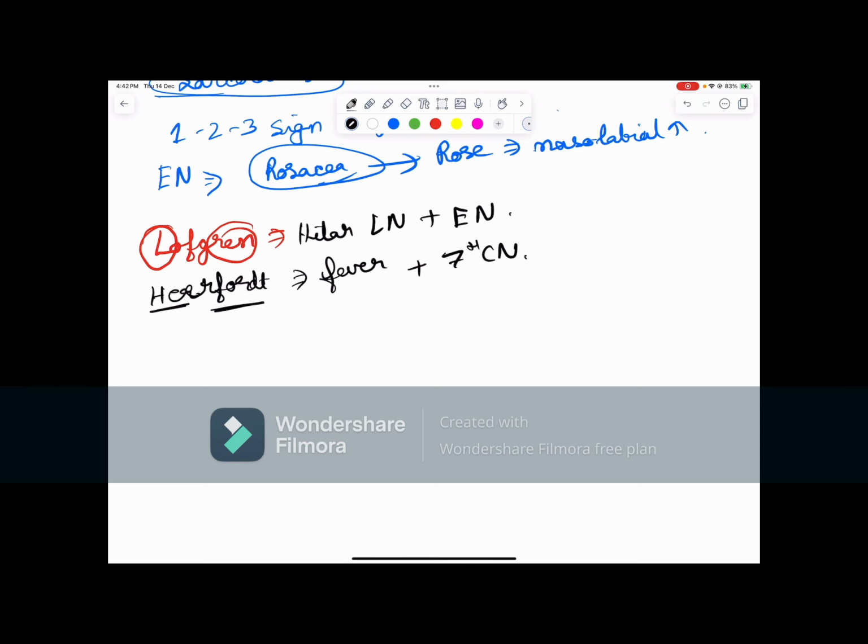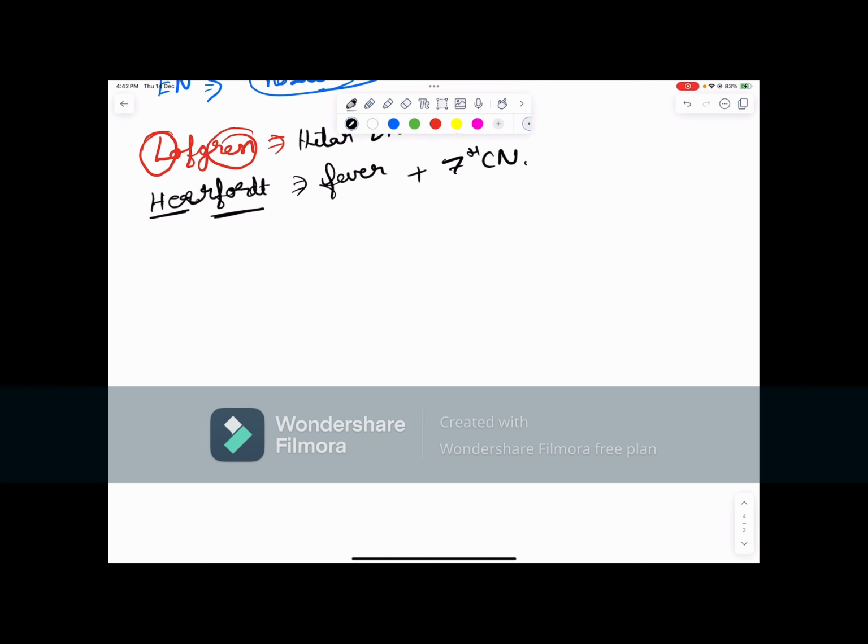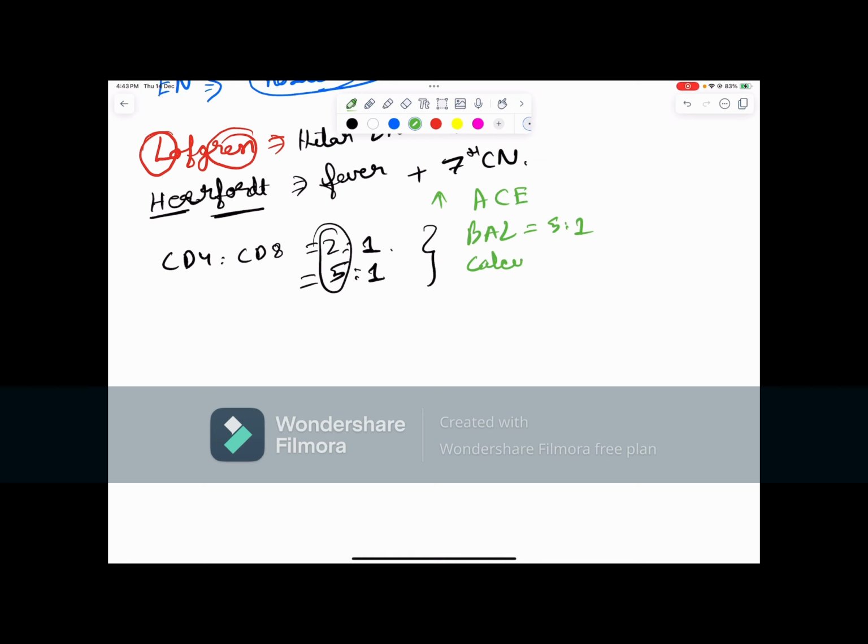And remember, in sarcoidosis, normally CD4 to CD8 is 2 is to 1. But in bronchoalveolar lavage in sarcoidosis, it would become 5 is to 1. And other things associated with it, you can also remember in an ABCD form. See, ACE is increased, bronchoalveolar lavage shows 5 is to 1. C is calcium is increased. Now it is the ABC of sarcoidosis.